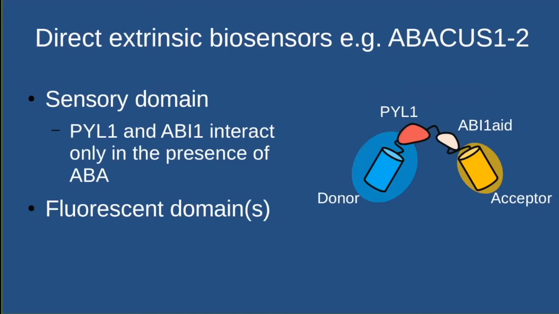We also have extrinsic biosensors. These are biosensors with a separate sensory domain. A great example of this is the biosensor that I work on, which is called ABACUS. ABACUS consists of a couple of fluorescence domains and a sensory domain. The sensory domain contains the ABA receptor PYL1 and its co-receptor ABI1, or at least a truncation of it. And these two domains, the PYL1 and the ABI1, only interact in the presence of ABA, which means you can get quite a large conformational change in the protein depending on if the analyte, ABA, is there or not.